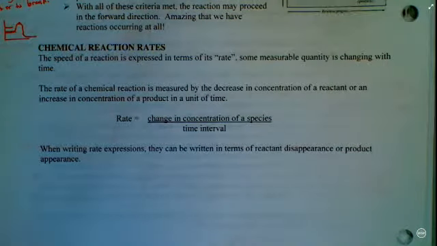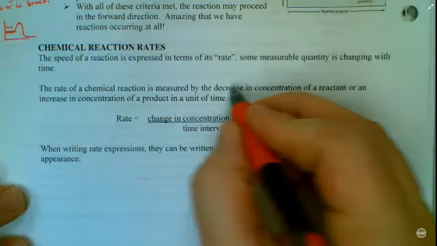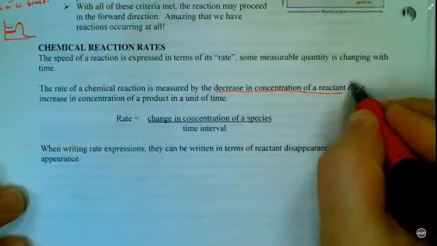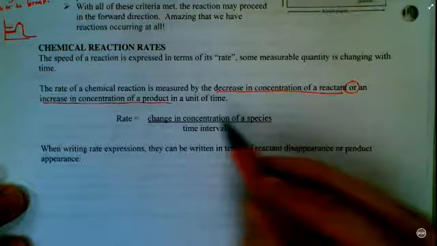So let's move on to chemical reaction rates. So let's actually look at some reactions. The speed of a reaction is expressed in terms of the rate, right? It's some measurable quantity. We have to be able to measure it, however much that measurable quantity is changing per unit time. The rate of a chemical reaction is measured by the decrease in concentration of a reactant or the increase in concentration of a product per unit time.